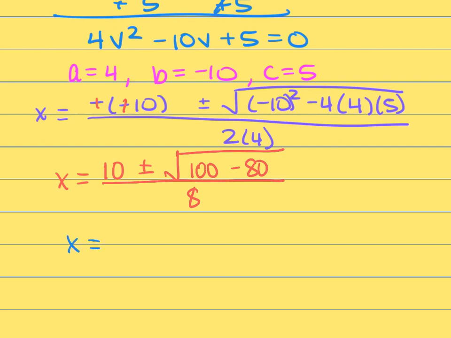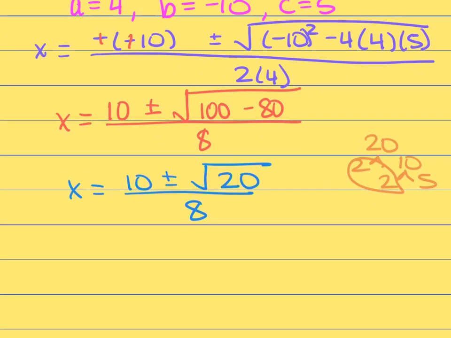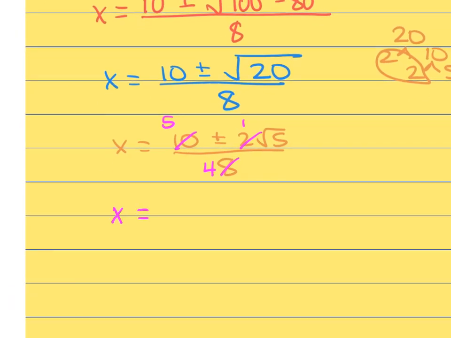From here, we're going to have x is equal to 10 plus or minus the square root of 20, all over 8. The 20 is 2 and 10. The 10 is 2 and 5, so that's 2 square root 5. So x is equal to 10 plus or minus 2 square root 5 all over 8. The 10, the 2, and the 8 will simplify by dividing all of them by 2, so 5 plus or minus 1 square root 5 all over 4. So this is just going to be x is equal to 5 plus or minus the square root of 5 all over 4.